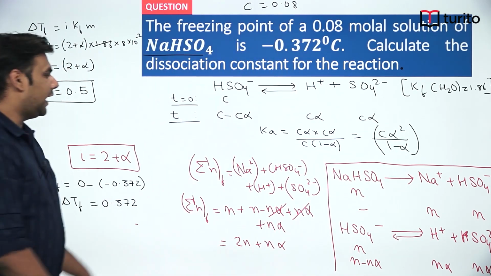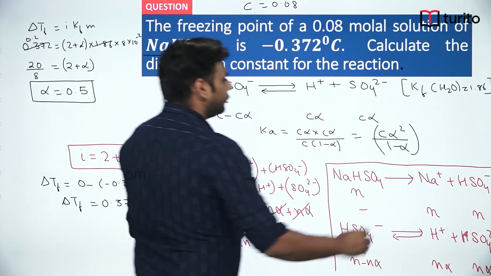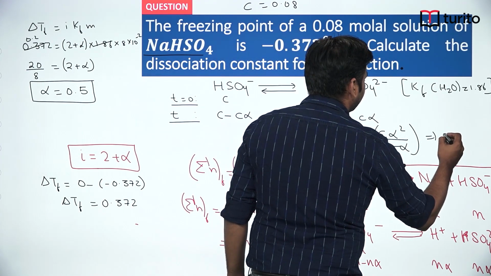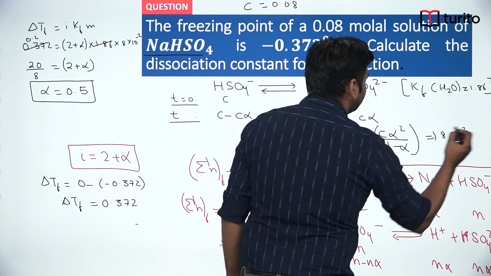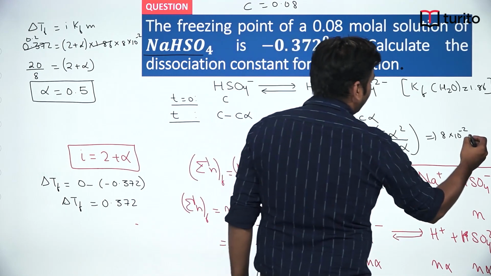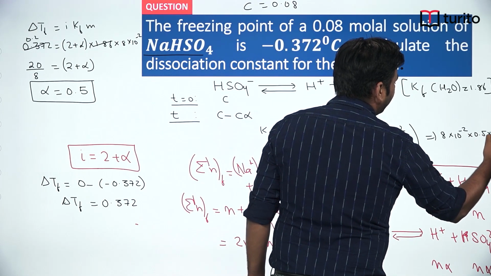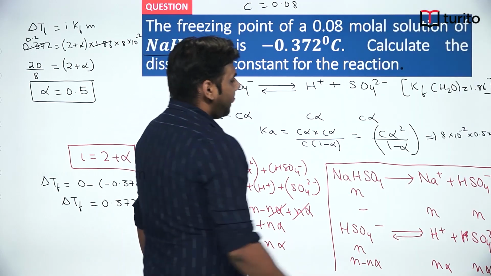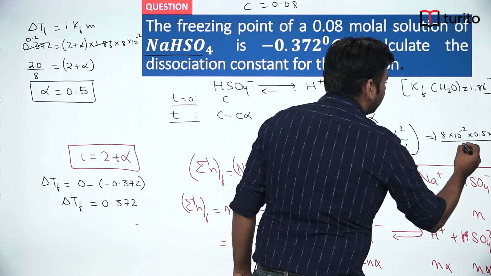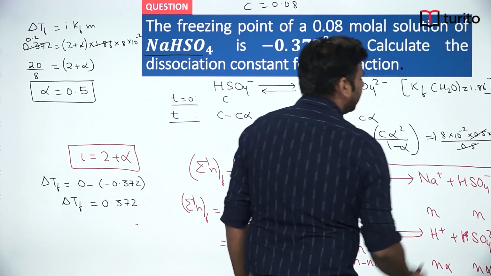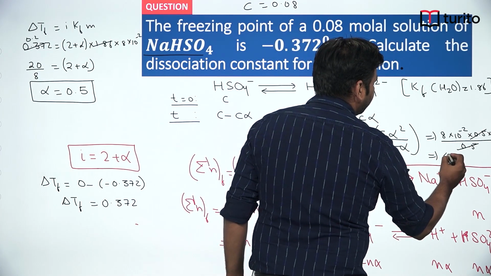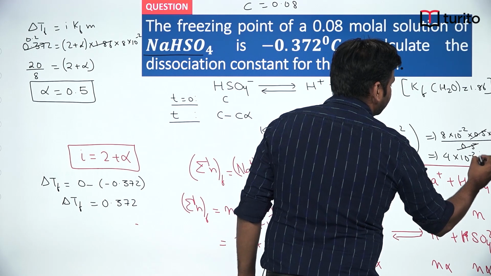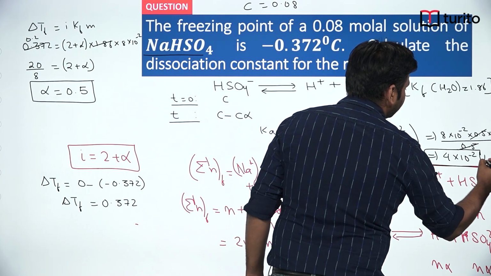Alpha we have already calculated as 0.5. So C we know is 8 into 10 raised to minus 2, and alpha we know is 0.5. So 0.5 into 0.5, and 1 minus alpha would also be 0.5, so this gets cancelled out. So the answer of this would be 4 into 10 raised to minus 2.